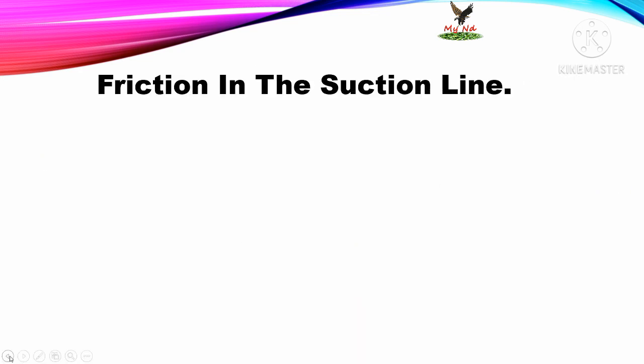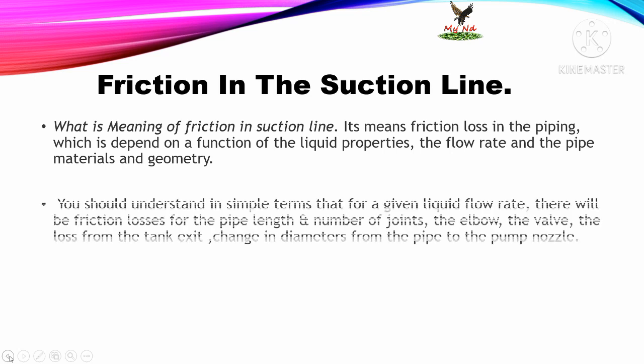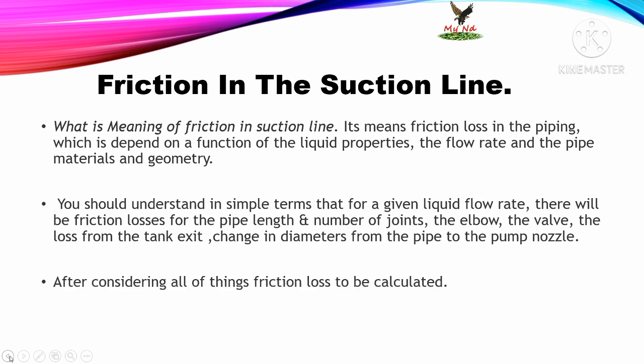Another term is the friction in the suction line. What is the friction in a suction line? Friction in a suction line means the losses in the suction line. Suppose your suction line has a number of joints, bends and so on, so it affects the suction head. So by considering all of these losses, the friction loss is to be calculated.